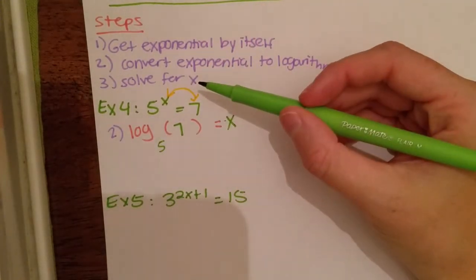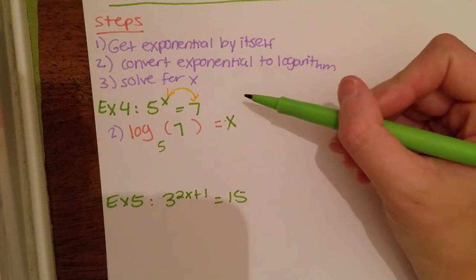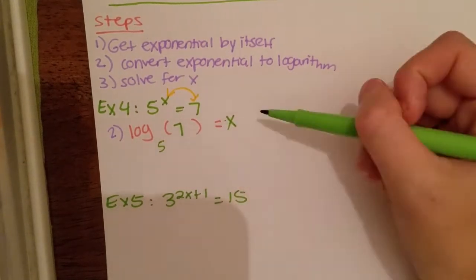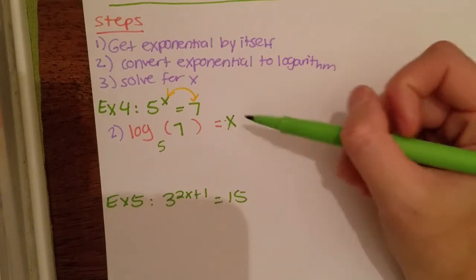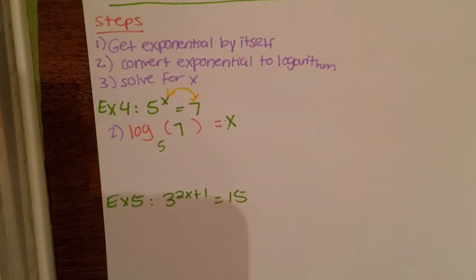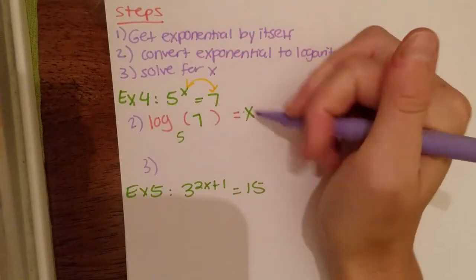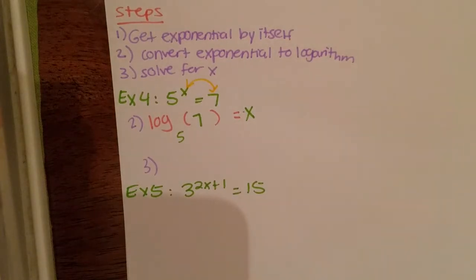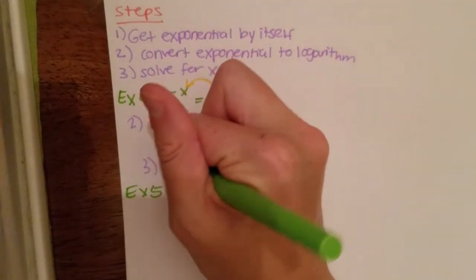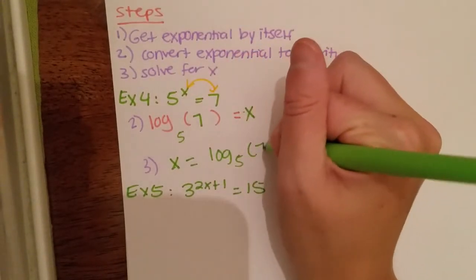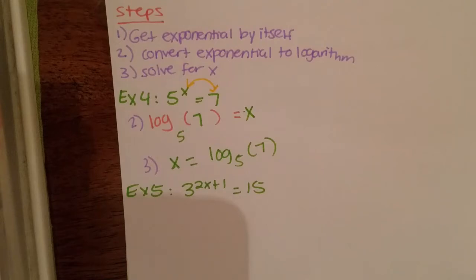And the next thing is to solve for x. Well, guess what, guys? My x is already solved for. There aren't any more x's on both sides of my equation, and nothing is added or subtracted to my x. So that's it, you guys. So step 3. It's already solved for. So for step 3, I'm going to go ahead and just write my x first, because you know me, I like to write x first. x will equal log base 5 of 7. And that's it, you guys. That would be the answer.